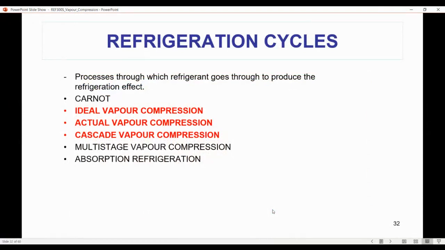Okay, so what I actually wanted to do is look at our ideal vapor compression cycle, our actual vapor compression cycle, and possibly our cascade vapor compression cycle. So only 3 of them, and there are more. I did make you aware of this.